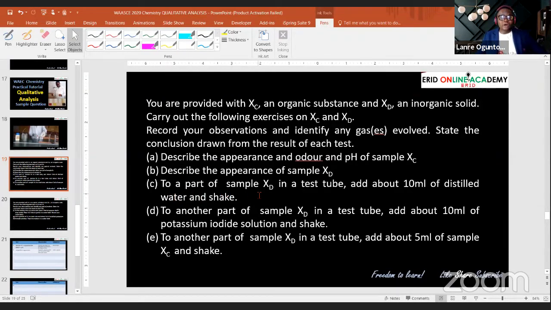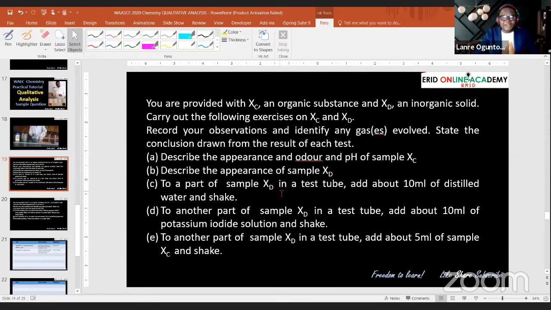to a part of sample D. So when you are given your sample in the laboratory, please don't waste everything. Just take a little part at a time for each of the tests. So he said to a part. They may tell you in your question that you should divide it into 3 parts or into 4 parts. We really can't tell for now, but we know that you are going to use them in parts.